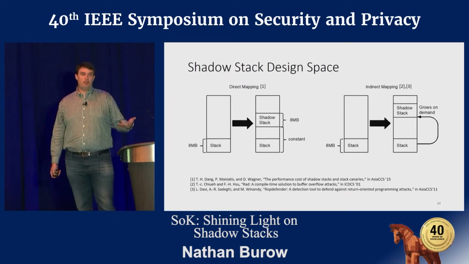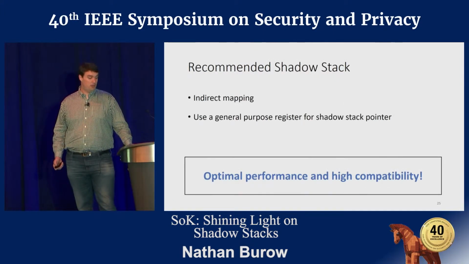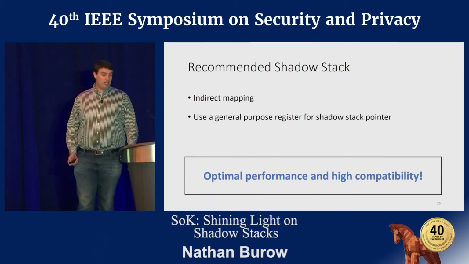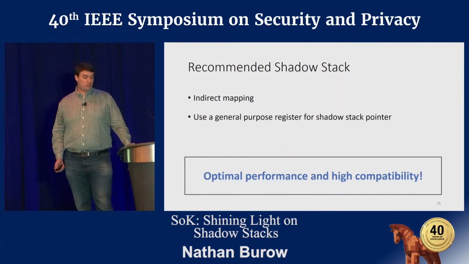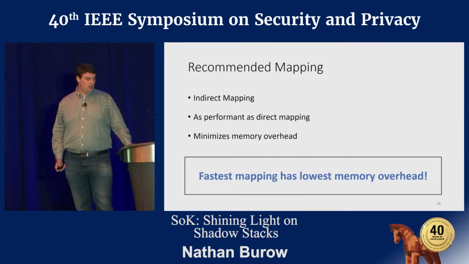So this is sort of trying to do a performance versus memory trade-off, where you're trading the extra memory of allocating the shadow stack that is as large as the program stack, but hoping to get better performance because the mapping is simpler. So our recommended shadow stack turns out to be an indirect mapping that uses a general purpose register to store the shadow stack pointer. And we find that this leads to optimal performance in terms of both processing time and memory use, and high compatibility. And I'll now walk through why this turns out to be so.